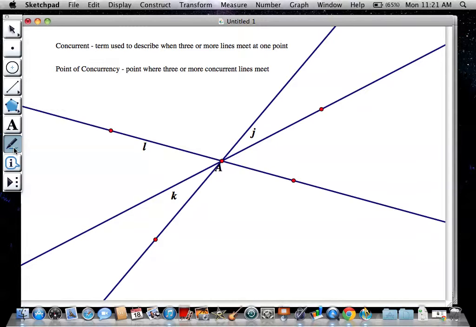Okay, so first thing, concurrent lines. Concurrent is a term used to describe when three or more lines meet at one point. So right here we have lines J, L, and K, and they all meet at point A. So all three of these lines are concurrent because they meet at one point, and the point of concurrency is the point where all three of them meet. So point A would be the point of concurrency for J, L, and K here. Okay? So using those two definitions, we're going to look at how they apply to triangles.